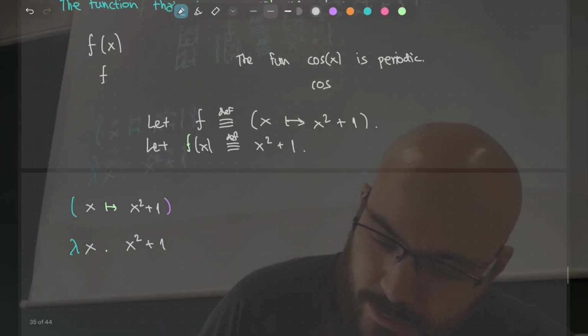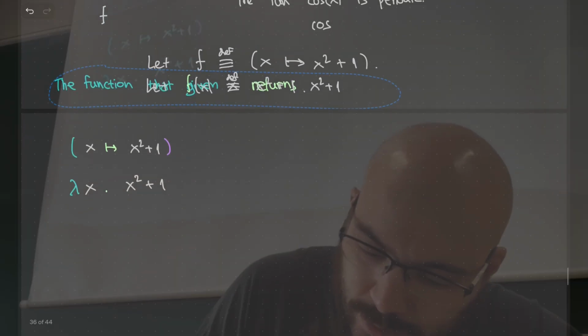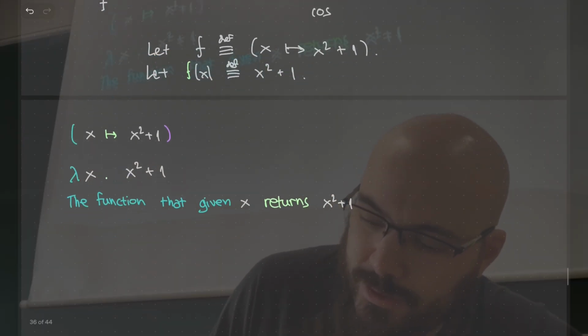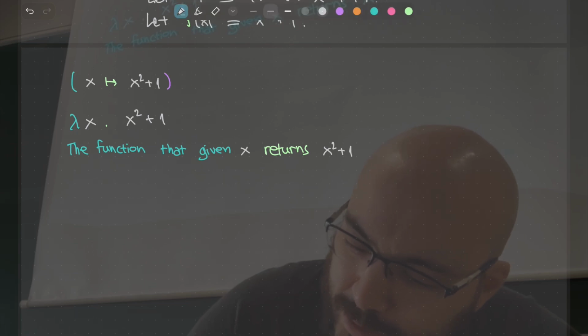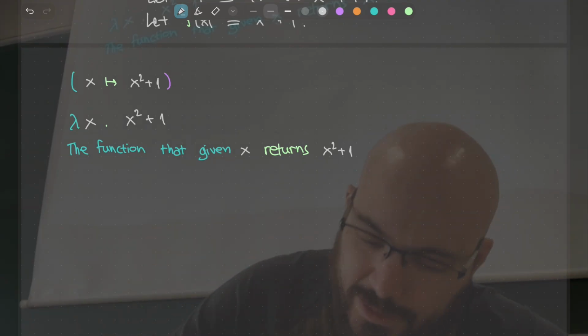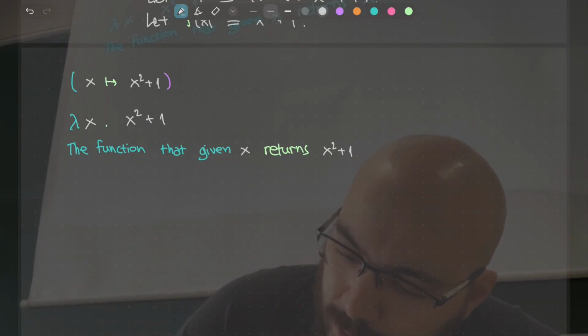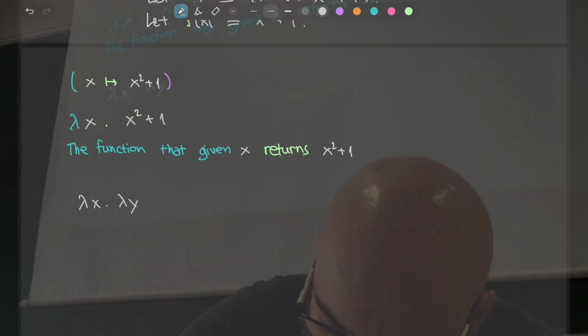So this is exactly that. The function that, given x, returns x squared plus 1. And some nice thing now is that I can write quite conveniently functions that return functions. And let's see this. I can write something like that. Lambda x, lambda y, x squared plus y.